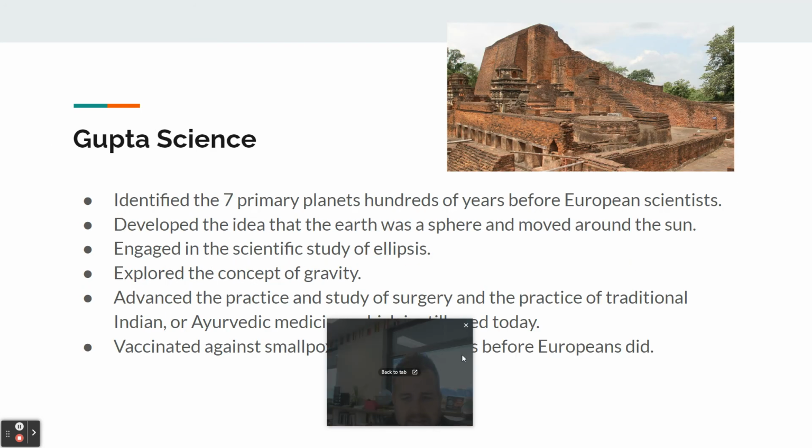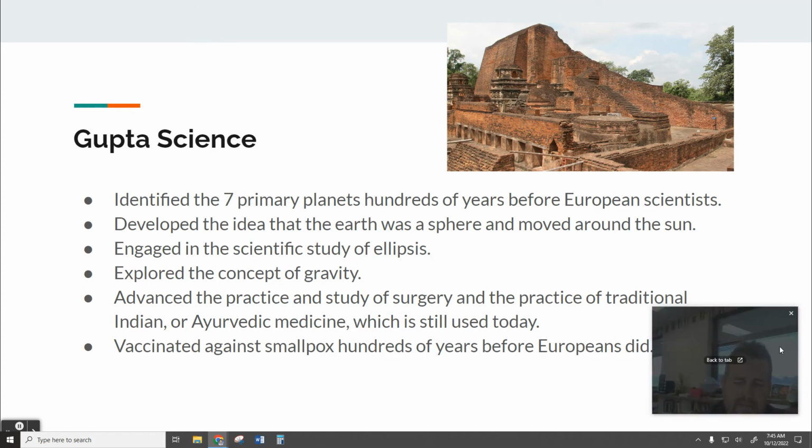Science: the big breakthroughs in science were that the Gupta scientists figured out that the Earth actually rotates around the sun and not the other way around. That was a big thing. They talked about this concept of gravity, of figuring out why the birds stay in our atmosphere versus just falling out to the stars.